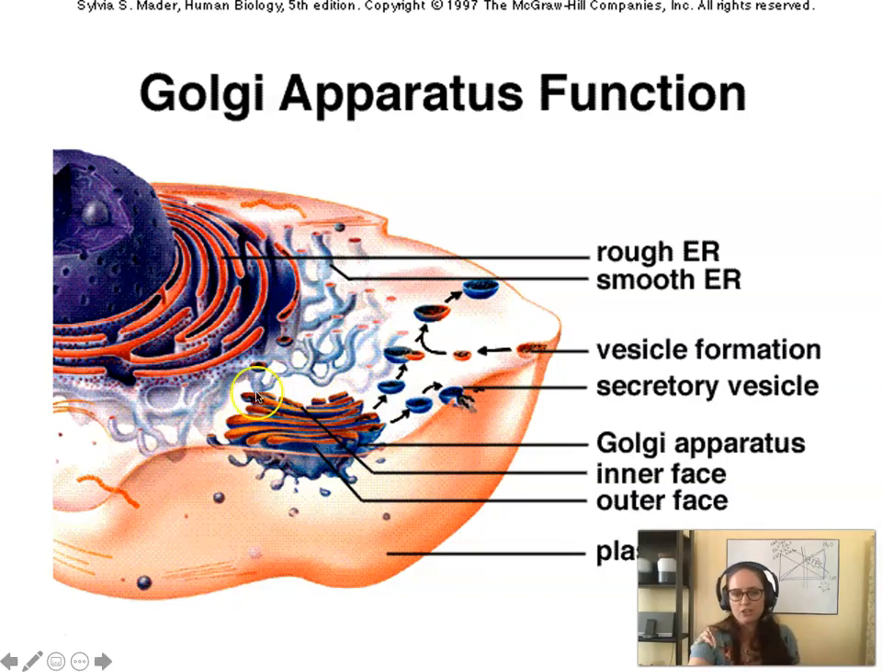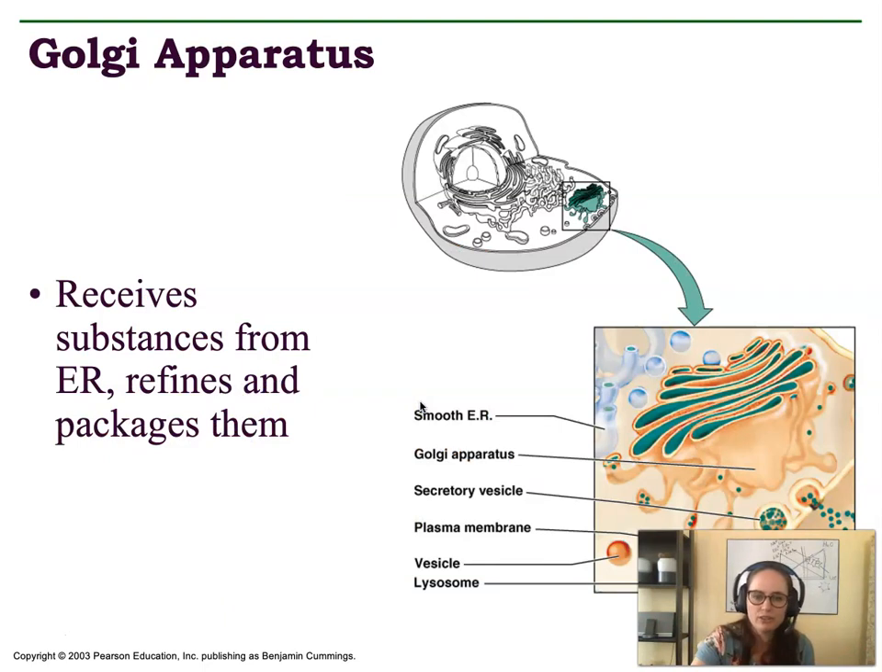It is directional, so you receive things that were synthesized by the endoplasmic reticulum. They go through these series of cisterns. The inner face receives it, the outer face sends it. The outer face packs things into vesicles, which again, just a sphere of plasma membrane that contains something important to us. And that's it. That's your Golgi apparatus.